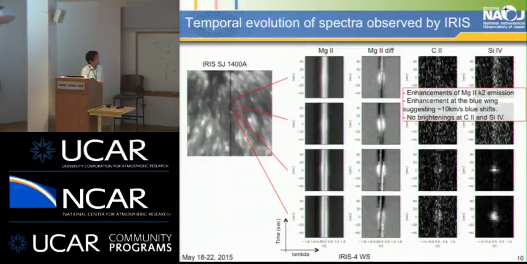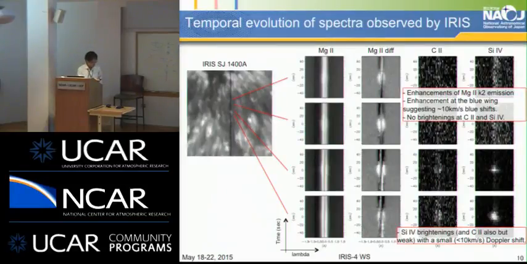But we cannot see any enhancement of silicon 4. But here we can still see the wing enhancement, and then we can see the silicon 4 brightening here. And then wing enhancement is not so clear here, but we can clearly see the silicon 4 brightenings here. So again, we can confirm that the silicon 4 brightening is clearly associated with the penumbral microjet.